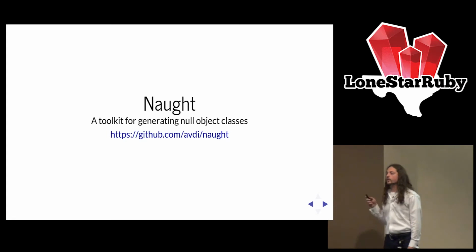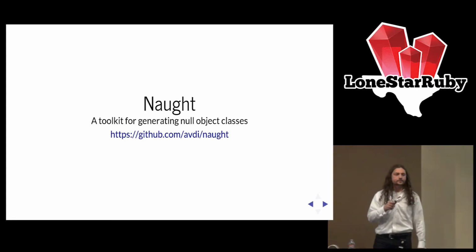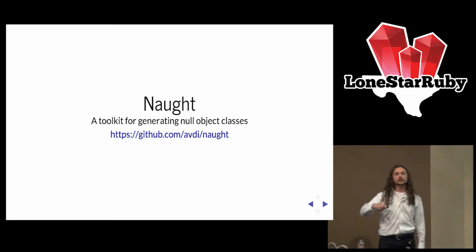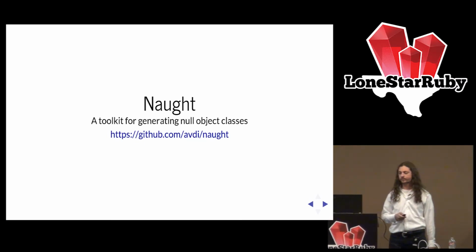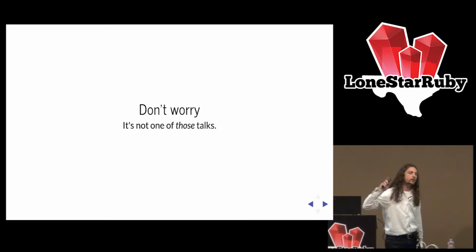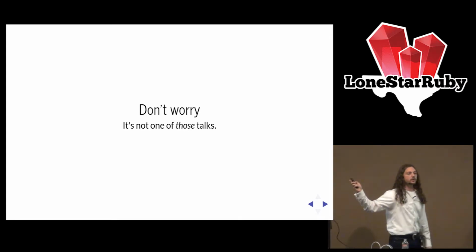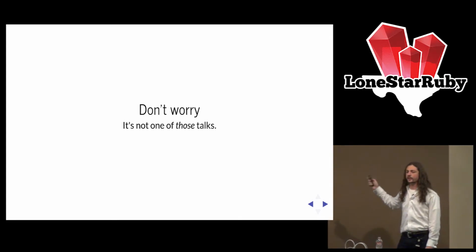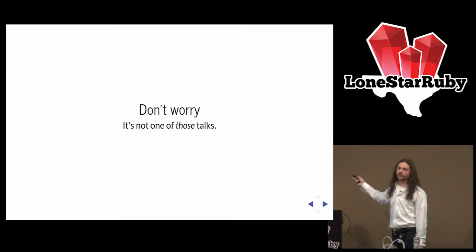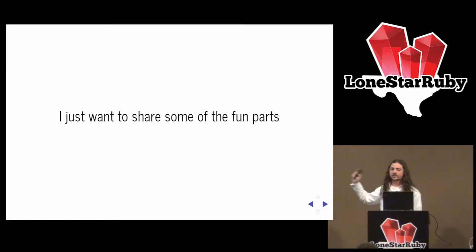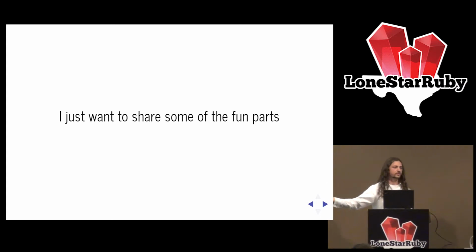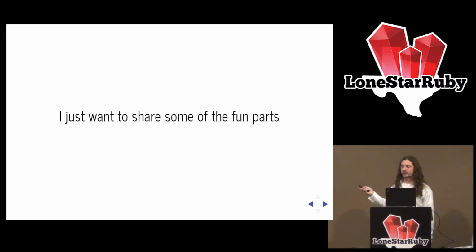So a little while ago, I wrote a library called Newbie. It's a toolkit for building null object classes in Ruby. Now don't worry. This is not one of those talks where I show you a library that I just wrote the other day and I tell you all to go use it in your production apps. It's not one of those talks. I just want to share some of the fun parts of building this library, some of the things that made me happy.